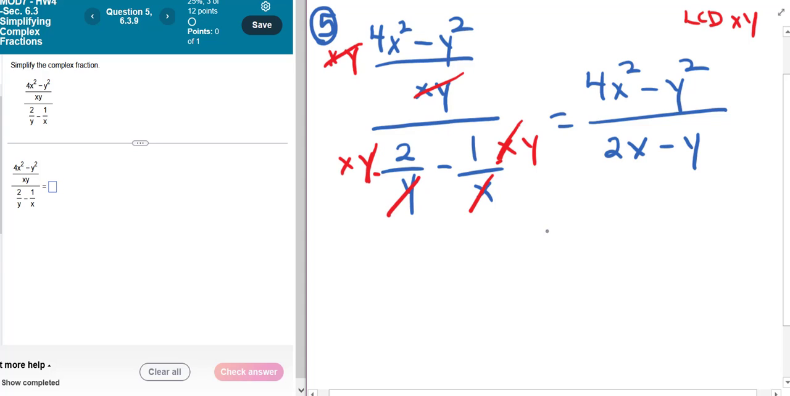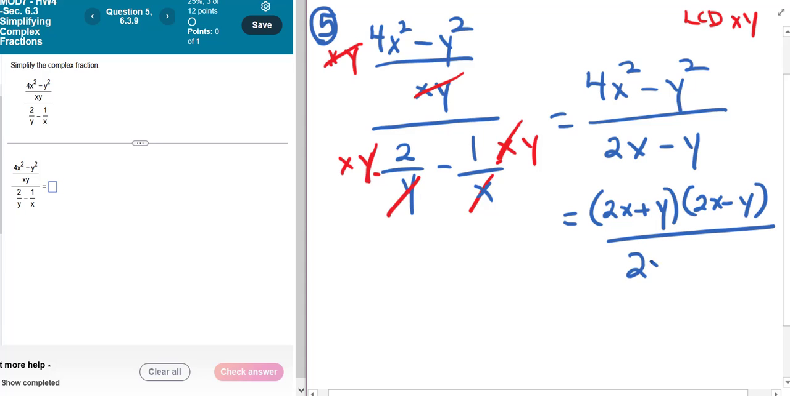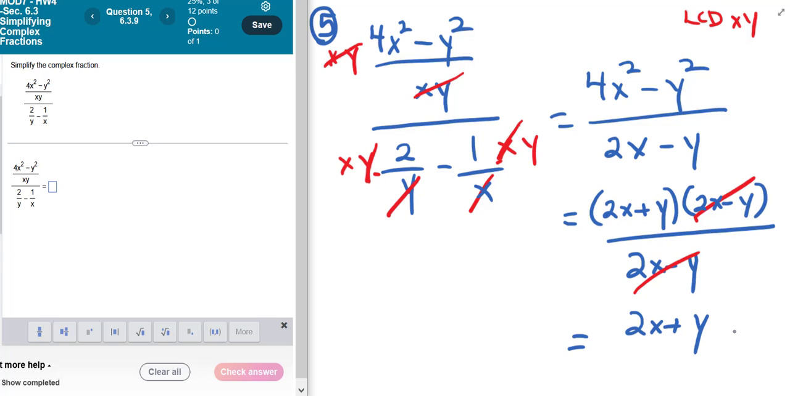Your numerator is a difference of squares. So it is (2x plus y)(2x minus y). Your denominator does not factor, but we did get some things that will divide out. These two divide out. So our answer is 2x plus y. And we don't have to have that parentheses anymore since we're not going to divide anything out.